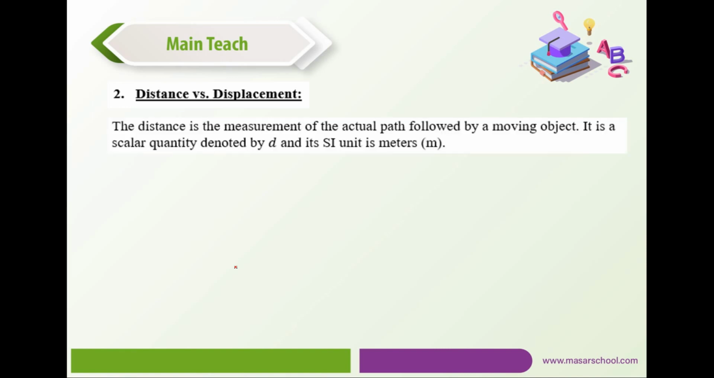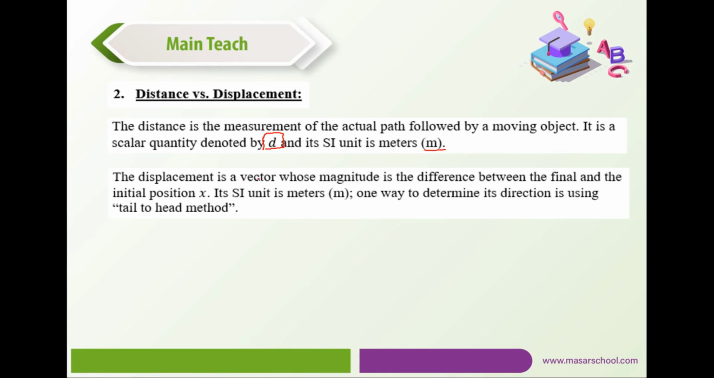Now, what about the difference between distance and displacement? Now, let me define the distance. The distance is the measurement of the actual path followed by a moving object. It is a scalar quantity denoted by d, and the SI unit of distance is meter. However, the displacement is a vector having both magnitude and direction. Now, it is defined as the difference between the final and the initial position denoted by x. The SI unit is meter.